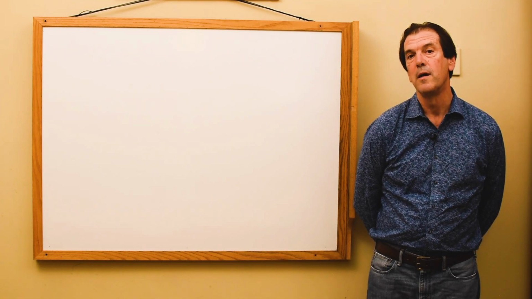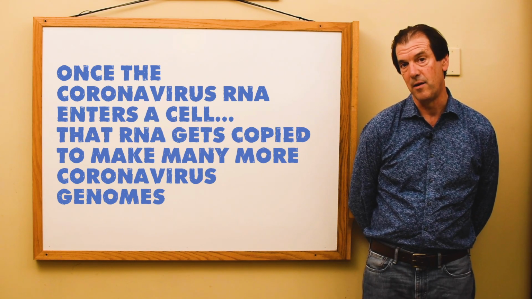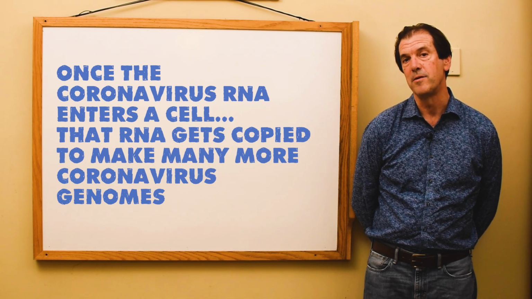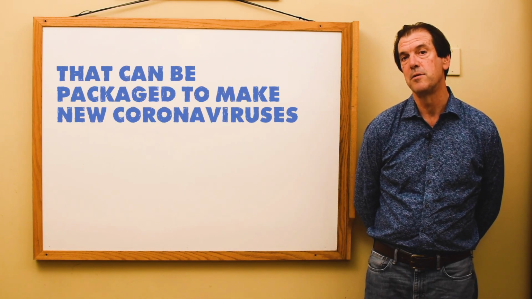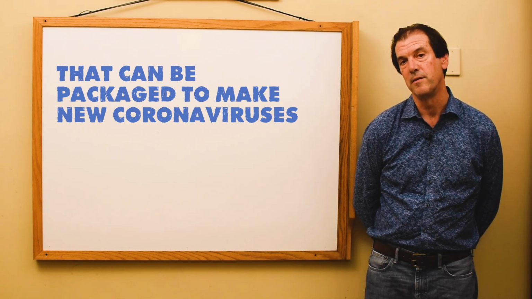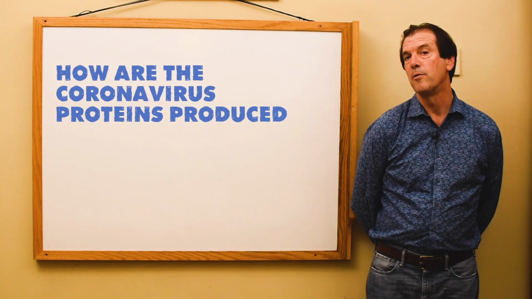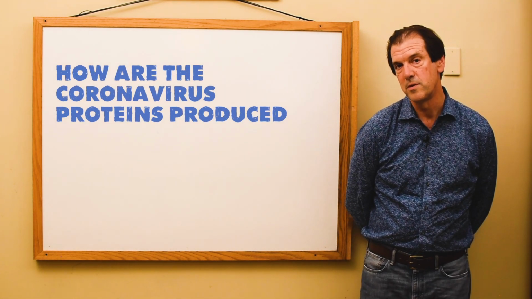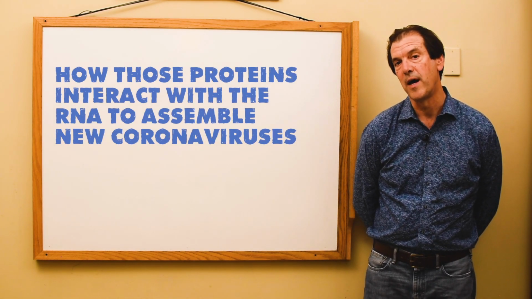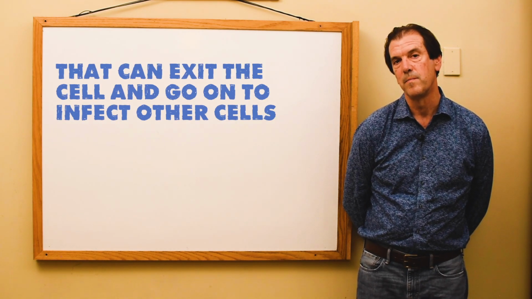In the first part, I'll describe how once the coronavirus RNA enters a cell, that RNA gets copied to make many more coronavirus genomes that can be packaged to make new coronaviruses that can then go on to infect other cells. In the second part, I'll describe how the coronavirus proteins are produced and how those proteins interact with the RNA to assemble new coronaviruses that can then exit the cell and go on to infect other cells.